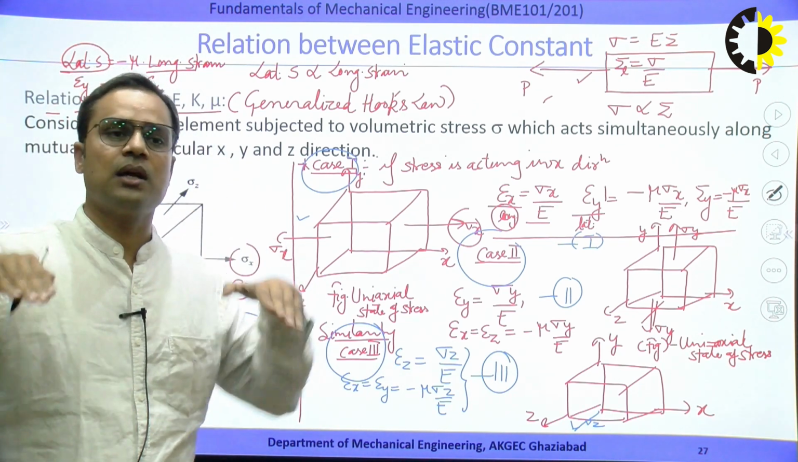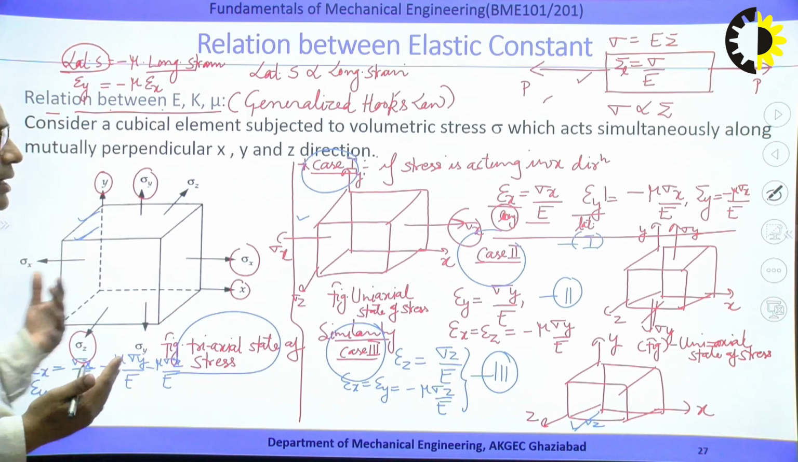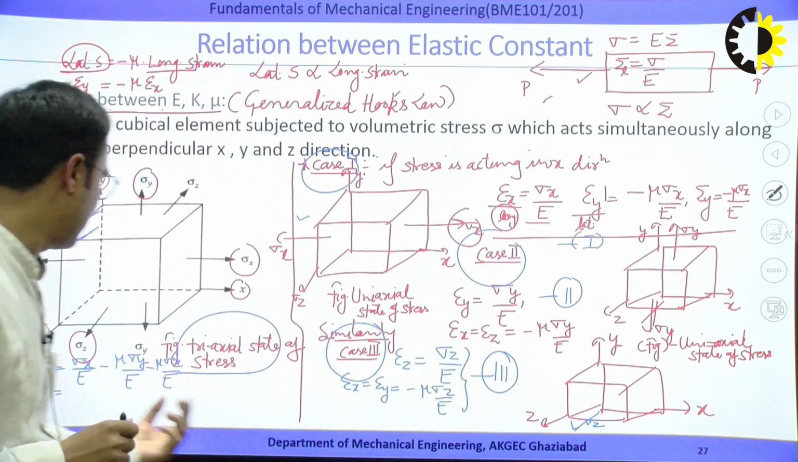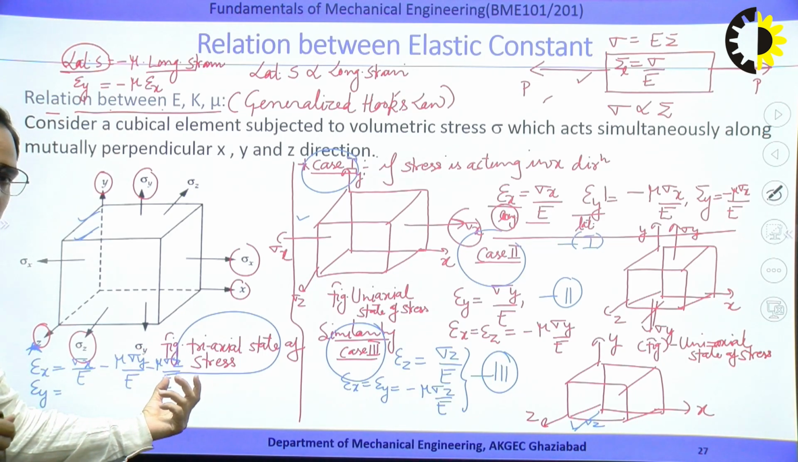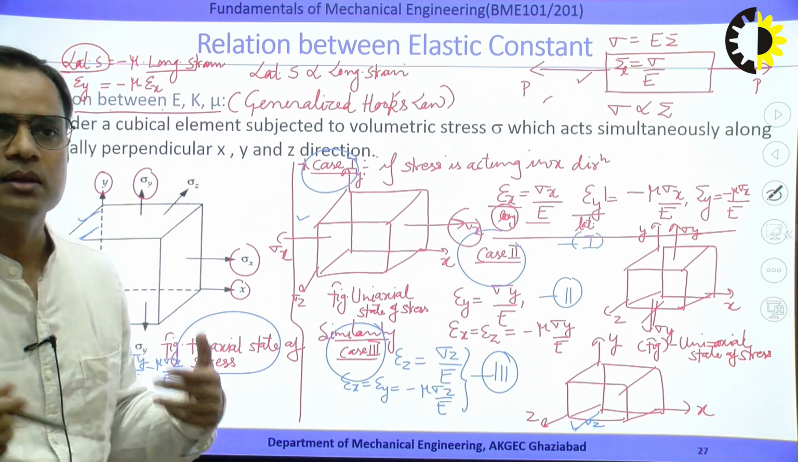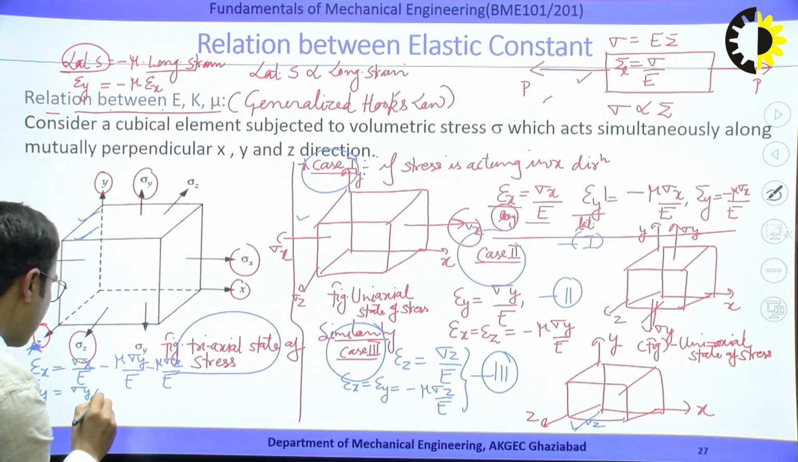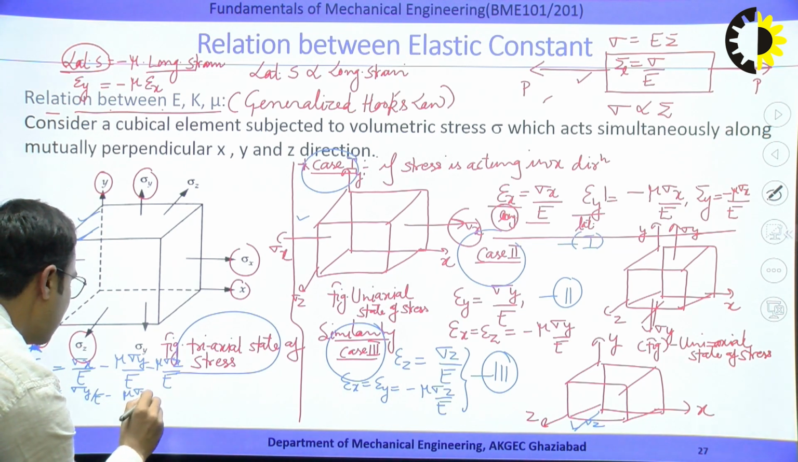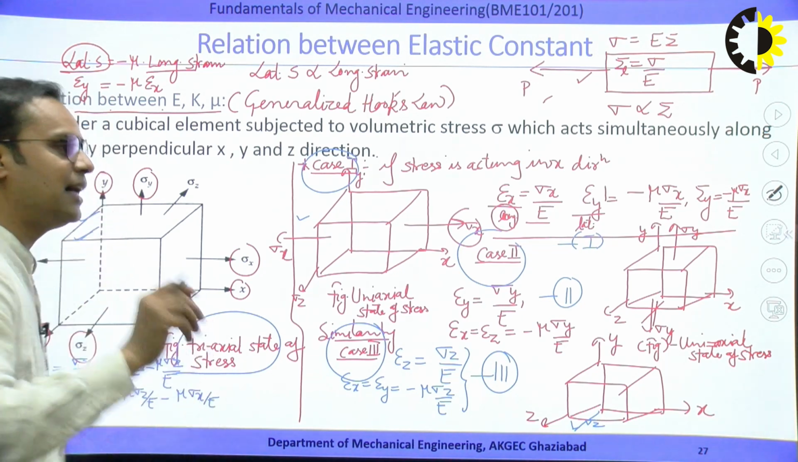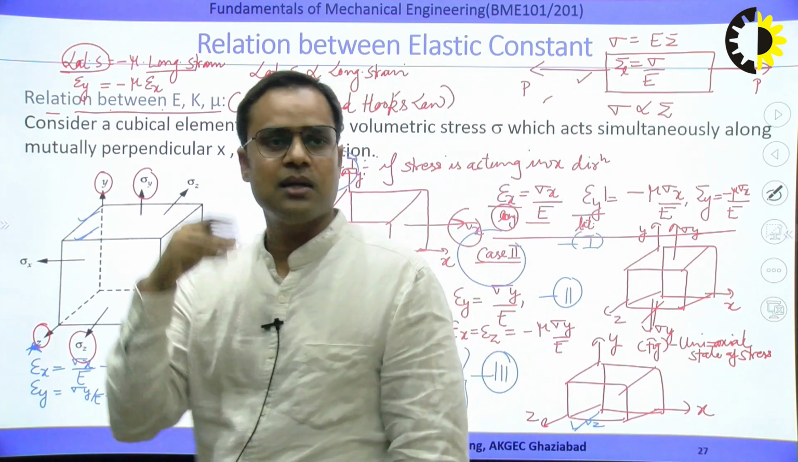In a similar fashion, we can write how much strain there is in the y direction. In which direction are we writing the longitudinal strain? In the other two directions, we write the lateral. Longitudinal, lateral, lateral. For x we wrote the longitudinal in the x direction and lateral in the other two. So similarly, we can write sigma y over E minus mu times sigma z over E minus mu times sigma x over E, because in the y direction we consider the longitudinal strain, and in the other two directions the lateral strain.